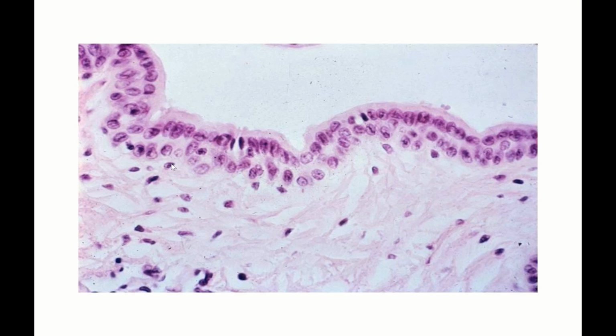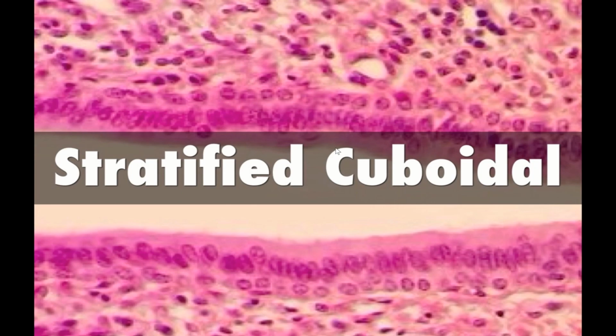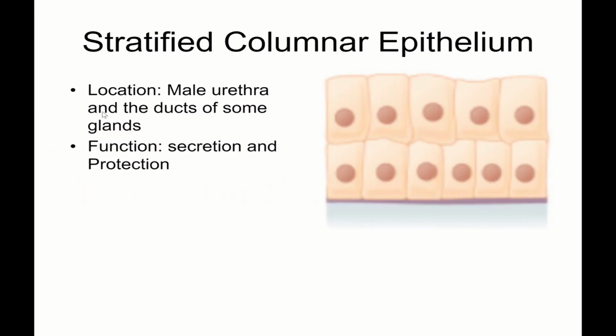So here you can see that stacking. You can see those cells are much thicker than what we saw with the squamous cells, but not nearly as tall as the columnar epithelium that we looked at before. And here again, you can see what that looks like.